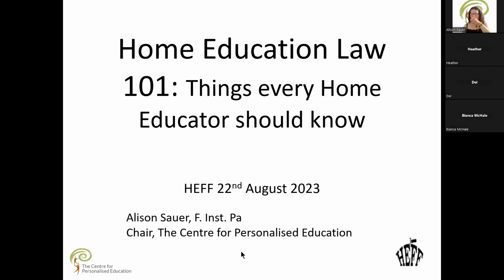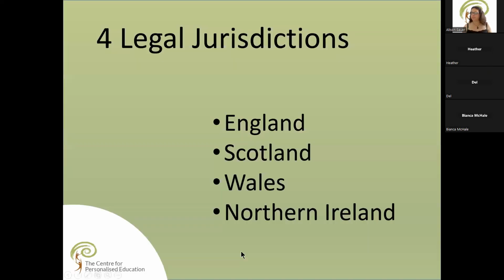Okay, so we're going to get started with this. There are four legal jurisdictions in the United Kingdom. We've got England, Scotland, Wales, and Northern Ireland. They all have their own legislation. Now, education has been devolved in Scotland for a lot of years, as it has in Northern Ireland and more recently in Wales. So they all like to jockey for position as being better than the others at producing education legislation. It's quite amusing.